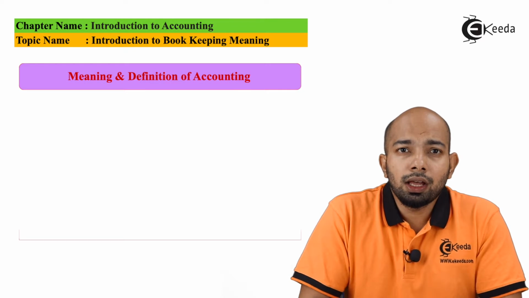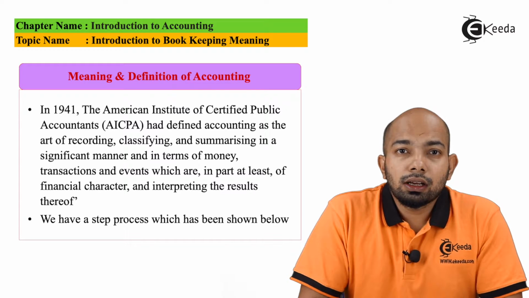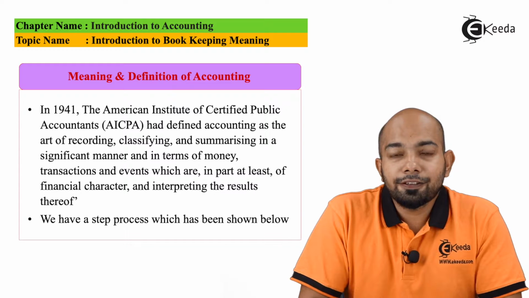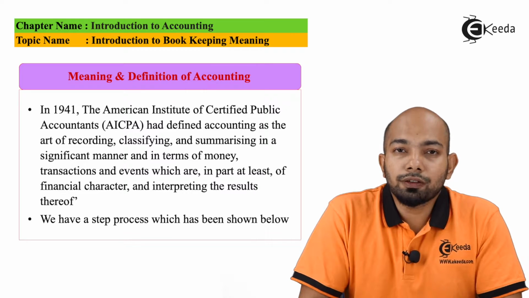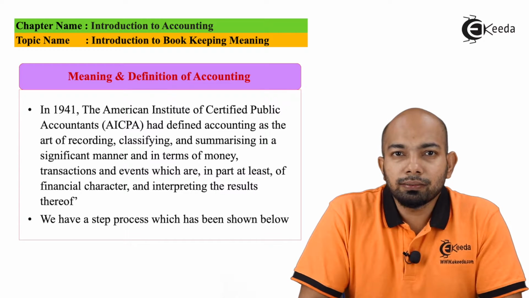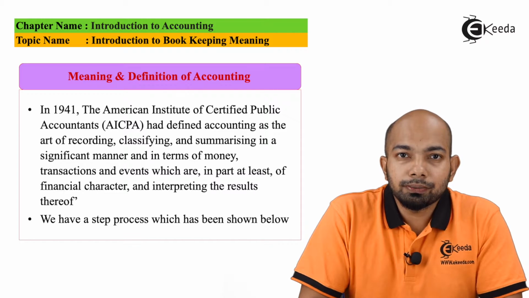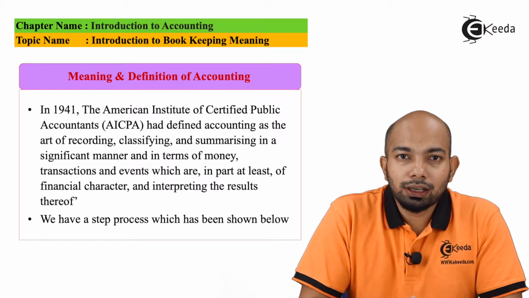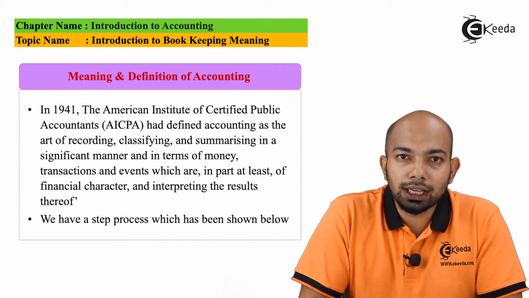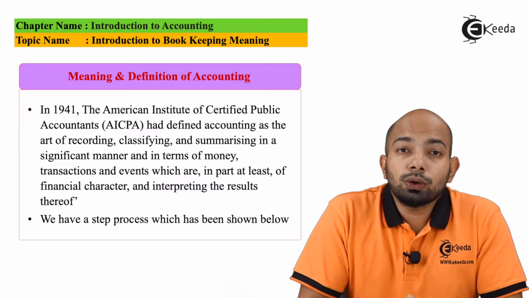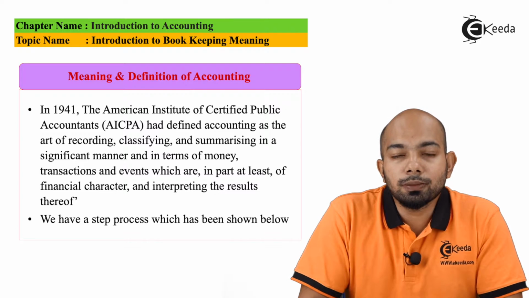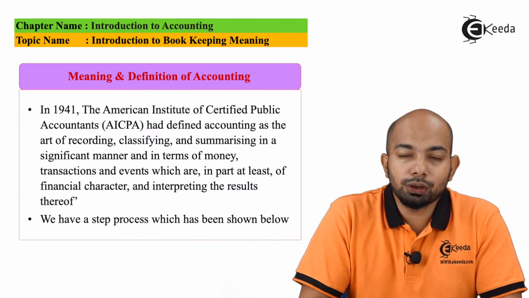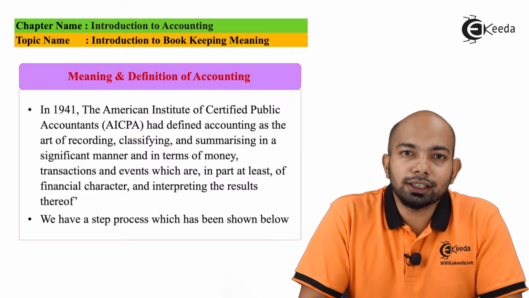So, in the first instance, AICPA has defined accounting as the art of recording, classifying, summarizing in a significant manner and in terms of monetary value. So that means any transactions that you record has a significant process before that which we need to follow. So what are those processes, what are those terms that you need to understand, that you need to follow, is something that we'll go through right now.